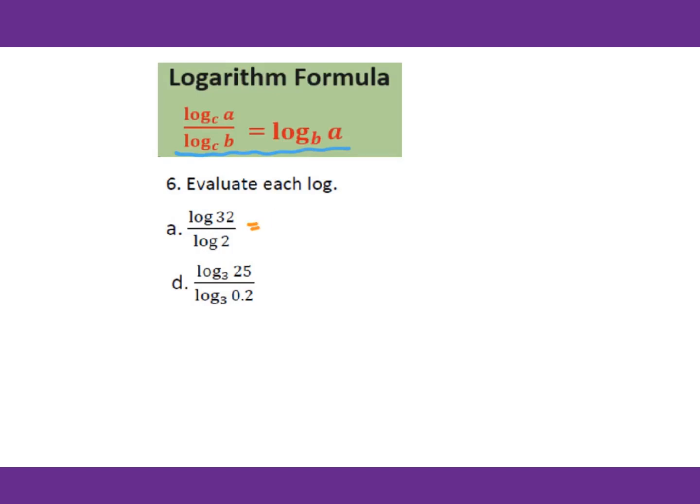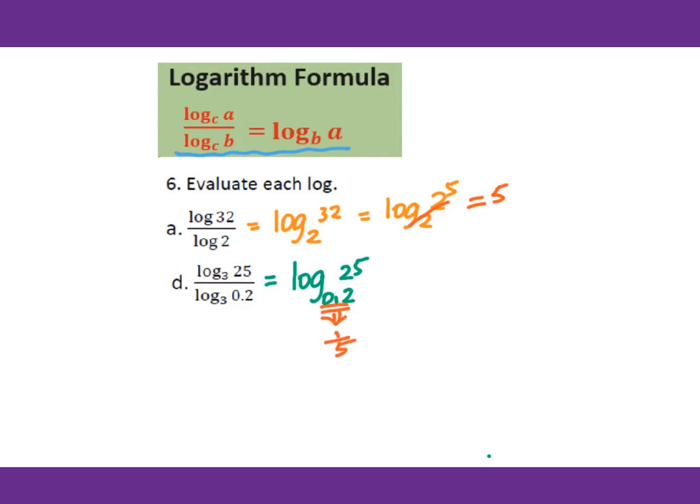For a, I can write down log base 2 of 32. Log base 2 of 2 to the 5th power. Therefore, you get 5. For this question, I will get the log base 0.2 of 25. Remember, whenever you see the decimal, you got to change it into a fraction, that is 1 over 5. Therefore, I will get the log base 5 of 5 squared over log base 5 of 5 to the -1. 5 squared, you get the 2 over -1 equals -2.